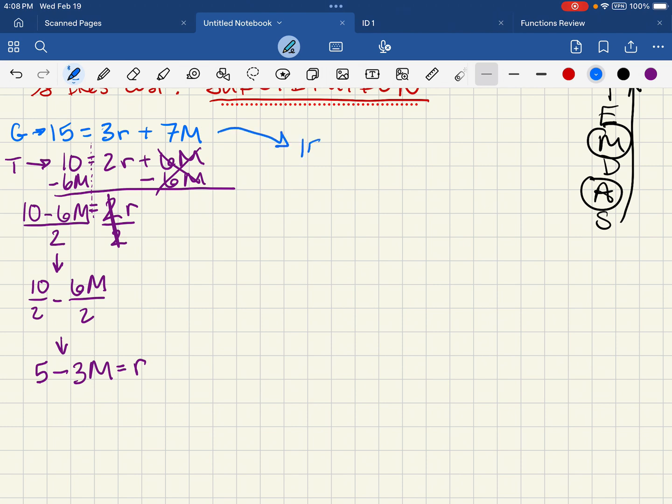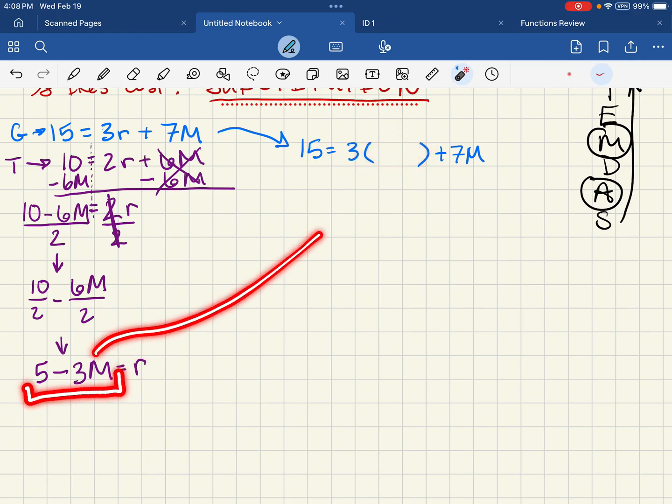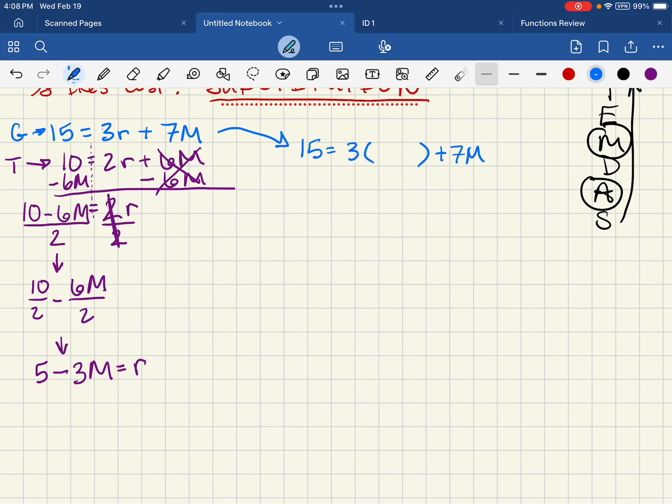Here's the Gunther equation. It's 15 equals 3R plus 7M. What goes in here is R. I know R is 5 minus 3M, so that's what I'm going to put in here: 5 minus 3M. Again, anywhere I see an R, since R equals 5 minus 3M, I could put in a 5 minus 3M.